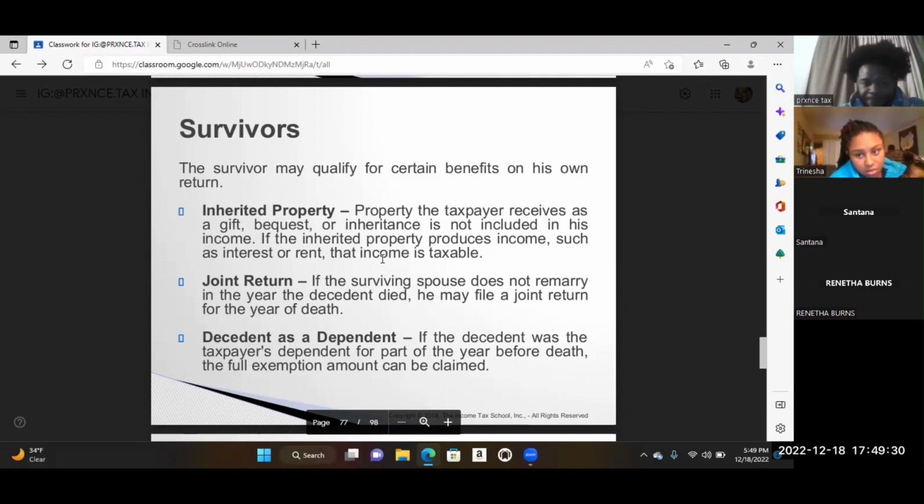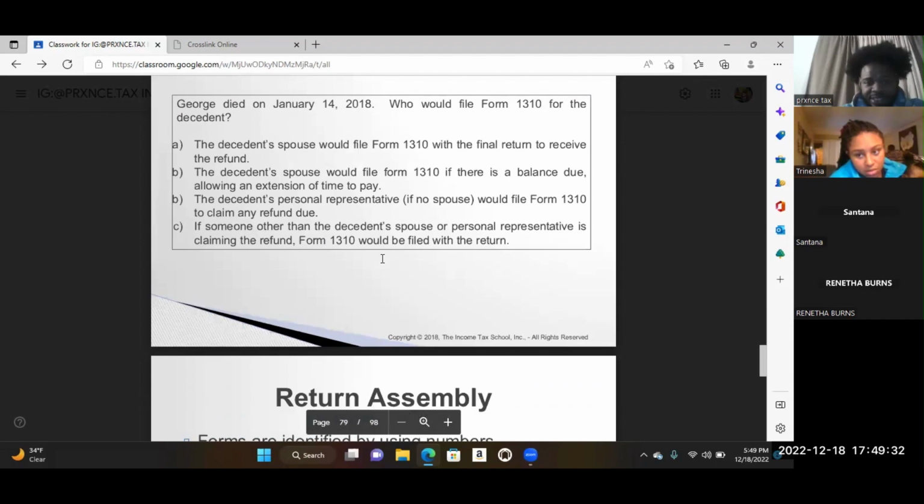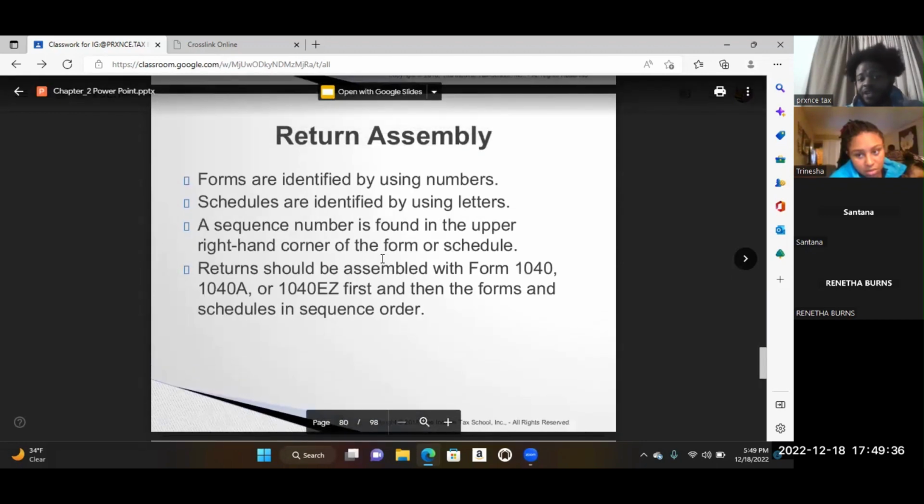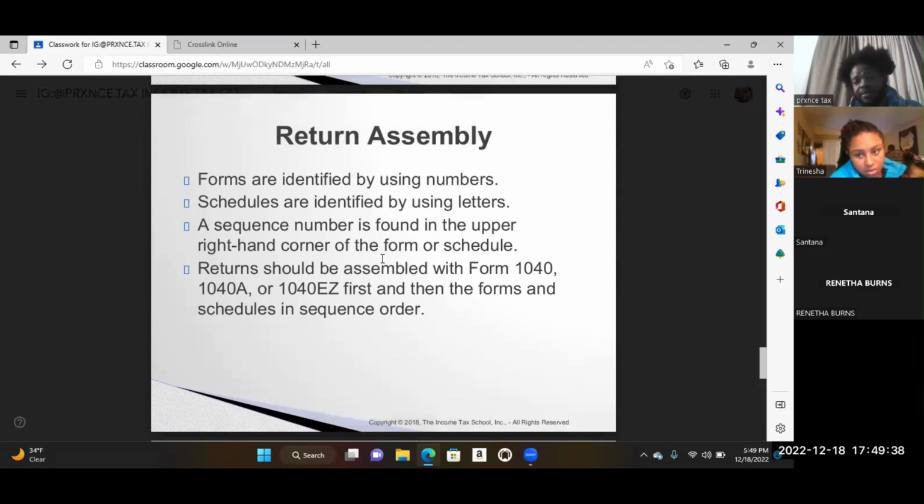All right. So that is return assembly. Forms are identified by using numbers. As I stated in the last class, schedules are identified by using letters. So they've got Schedule A, Schedule B, Schedule C, Schedule D.